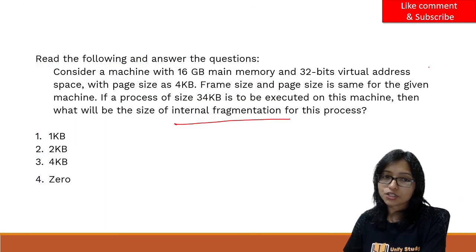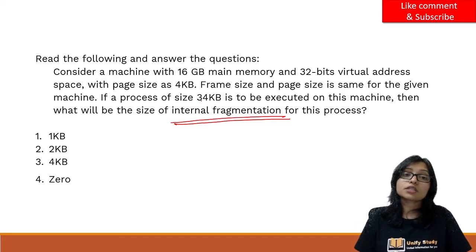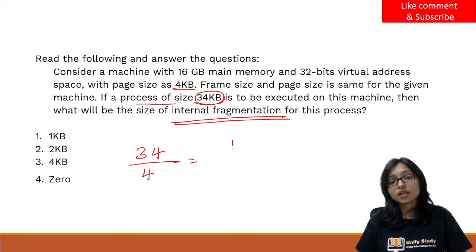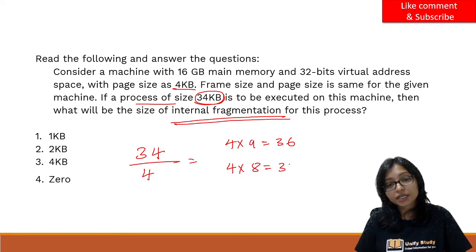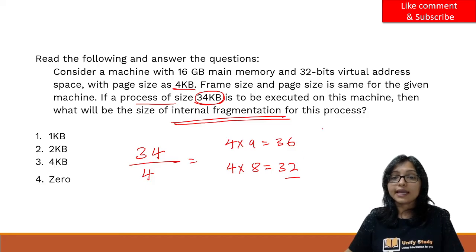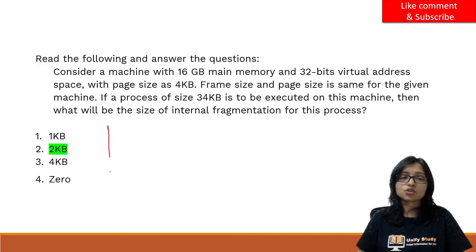Now let's solve the question. See, here it's easy: internal fragmentation. What was the process size? It is 30 KB... I know that the page size is 4 KB. If I divide 34 by 4, 4 multiplied by 8 means it will be 32, right? Now see, if I allocate all 8 pages, the space is not there. So 2 KB will be the answer.